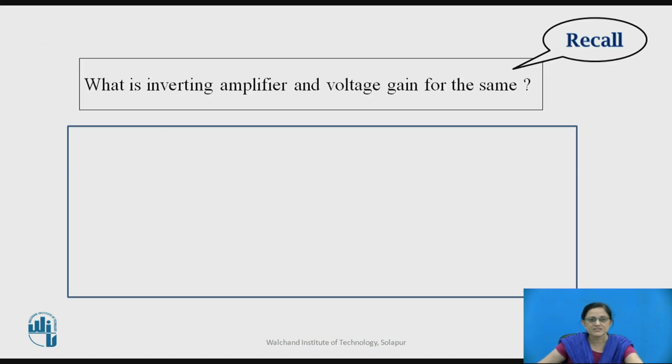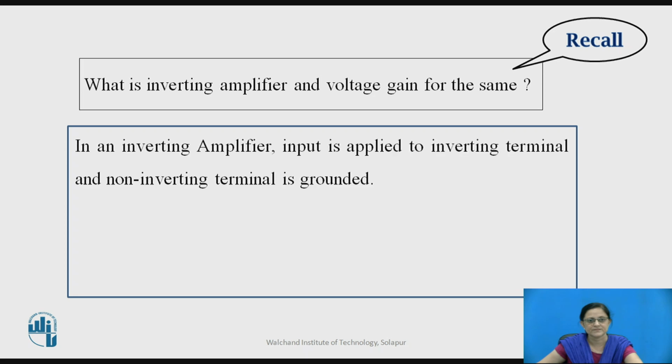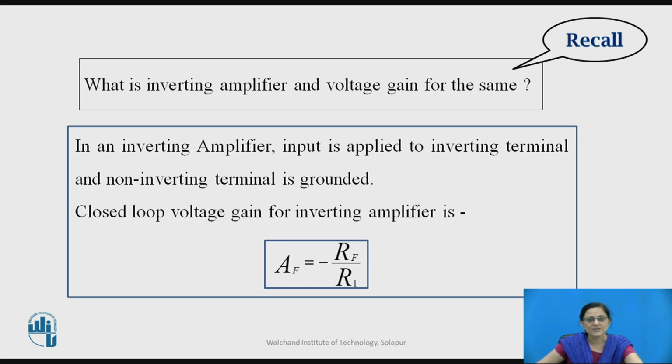Before going to start today's session, you can pause the video here and recall what an inverting amplifier is and what the voltage gain for the inverting amplifier is. Yes, in an inverting amplifier, input is applied to the inverting terminal while the non-inverting terminal is grounded. For an inverting amplifier, the closed loop voltage gain is given by AF equal to minus RF by R1, where R1 is connected at the input side and RF is the feedback resistor.